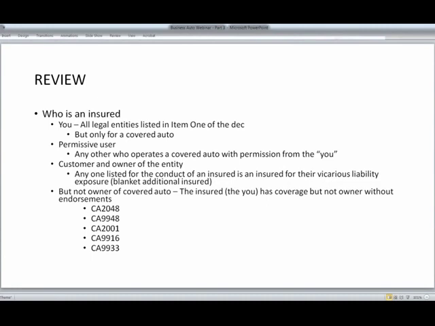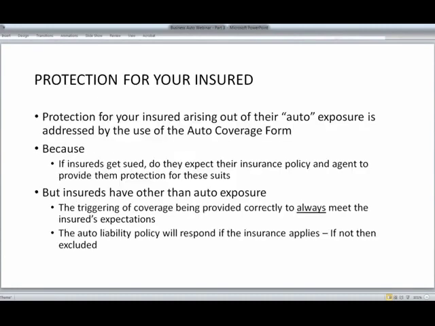That's the review. Let's now talk about where we're going today. Protection for the insured that arises out of their auto exposure is addressed by the use of the auto coverage form. Because if the insured gets sued, do they expect their insurance policy and agent to provide them protection for these suits? Absolutely. First off, they want defense, somebody to defend their actions, and second, somebody to pay for the damages that they could have done.